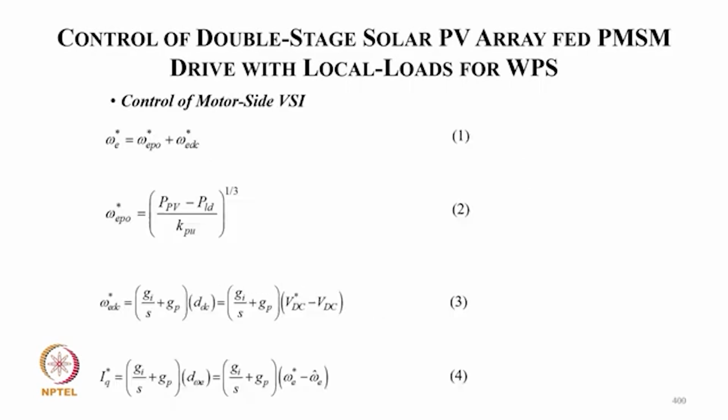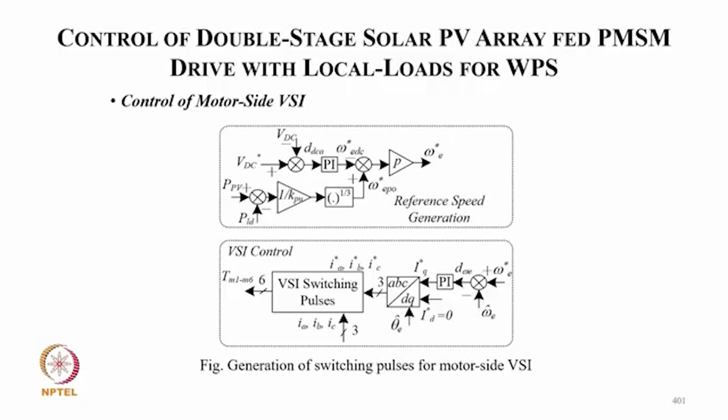And this is the control of the motor side. So we have a reference speed with two components. One is decided by the PV power control: PV power minus load power, divided by a cube root of that, and this gives typically the IQ corresponding to that. And then we have the control of the motor side converter, so DC link voltage control, and we take the power from PV minus load power. So we have two references.